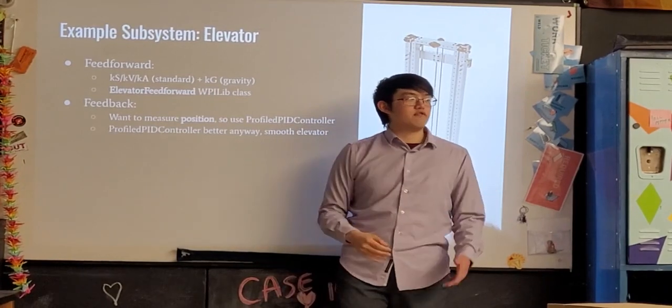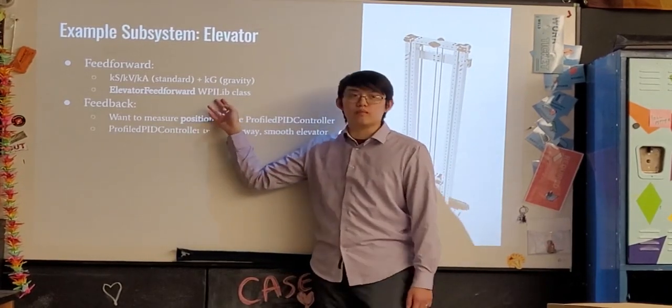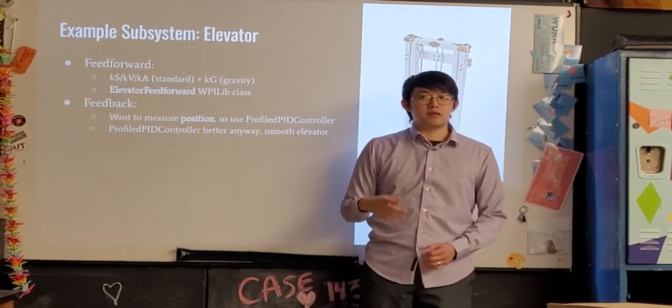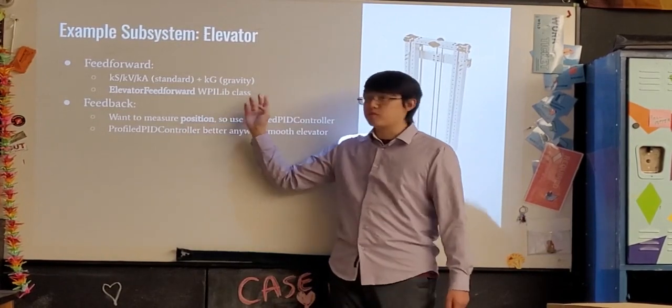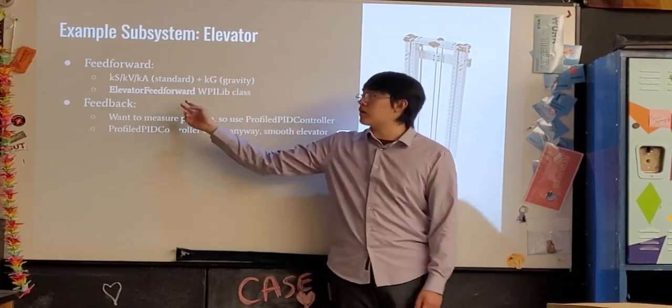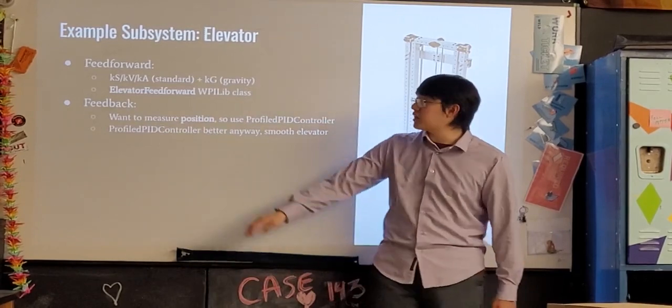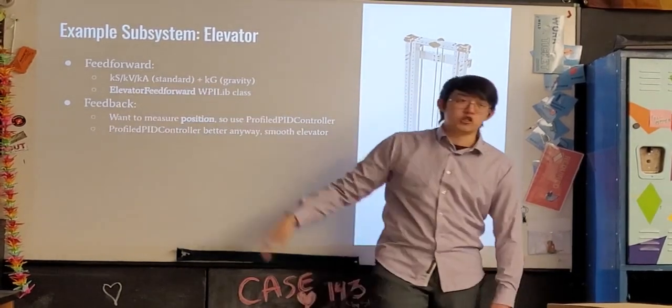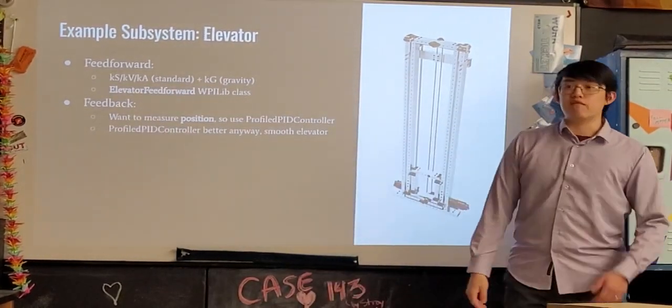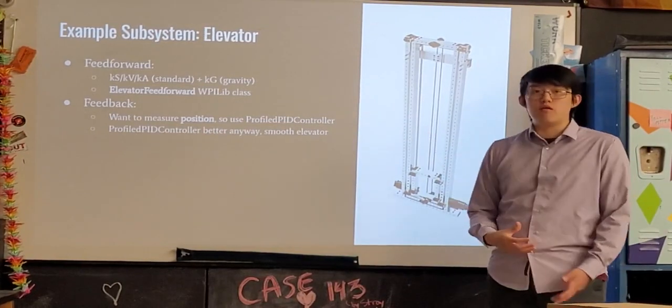Now, there is a specific class in WPILib, and if you don't know Java, ignore what I'm saying. There's a specific class in WPILib called elevator feed forward, where you plug in KS, KV, KA, and KG, and it will output you that voltage. So it's kind of pre-built already for you.